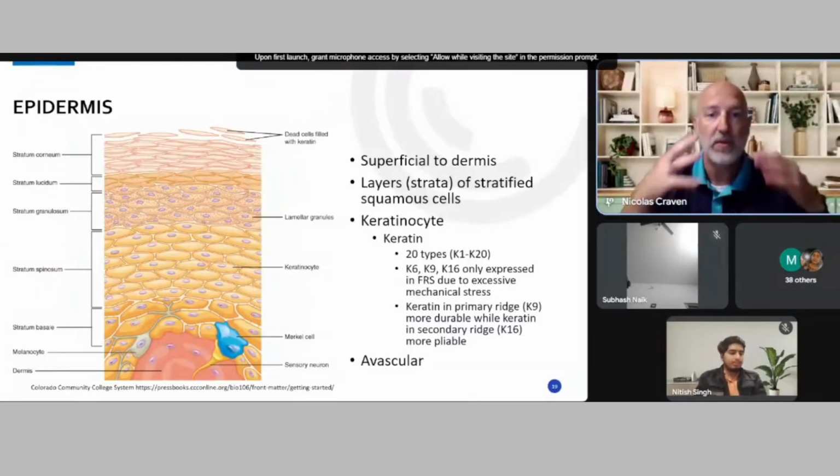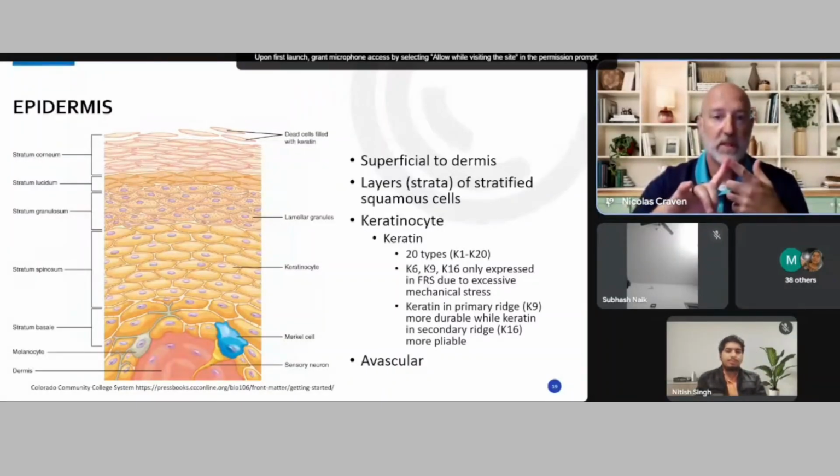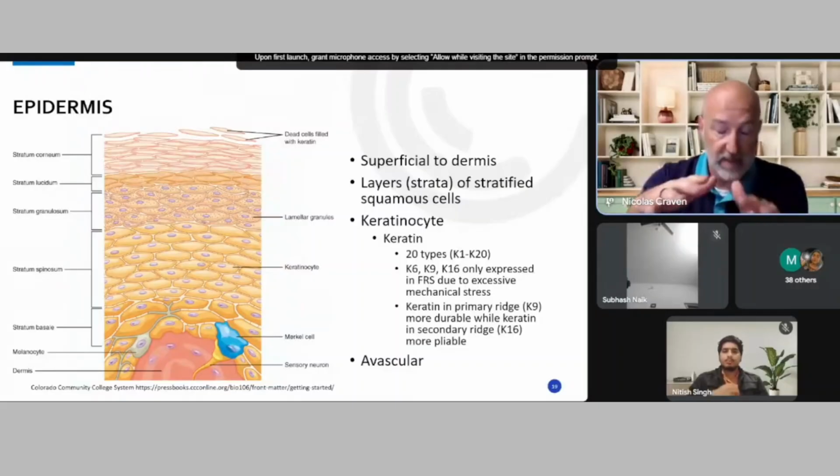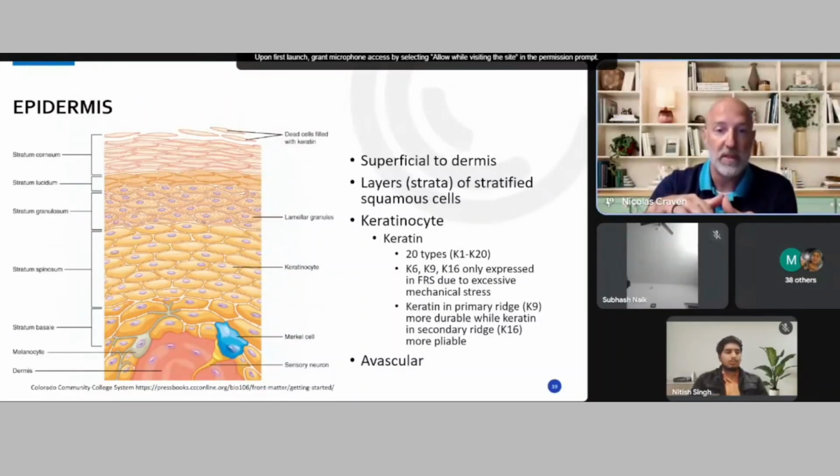And we've recognized about 20 different types of keratin, and this is keratin that is within the skin cells throughout the entire body, not just the skin of fingerprints. But then there are some of these keratin types, excuse me, that are specific to the friction-ridged skin or the fingerprints. So ones like K6, K9, K16 are part of the skin that's on your hands that make up the fingerprints. So the K9 is a keratin that's used in primary ridge, and we'll talk about primary ridges in a minute. And then K16 is part of the secondary ridges, and again, we'll talk about that in a minute.